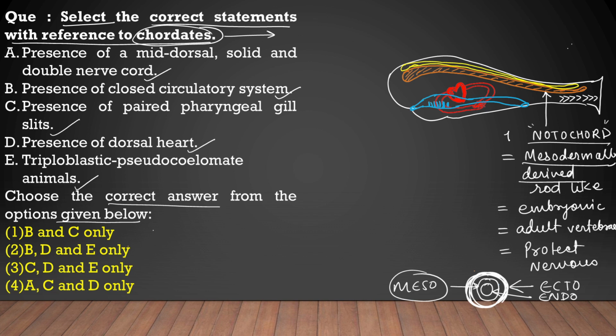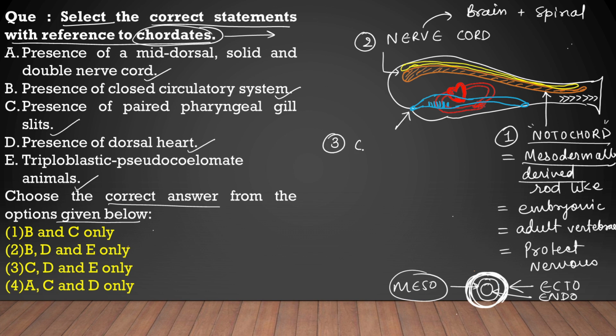The second characteristic I am going to mention is that it has a nerve cord too. This nerve cord, or neural cord, later forms the nervous system, that is, either the brain or the spinal cord. The next point is that it has a complete digestive system. So this organism has a complete digestive system.